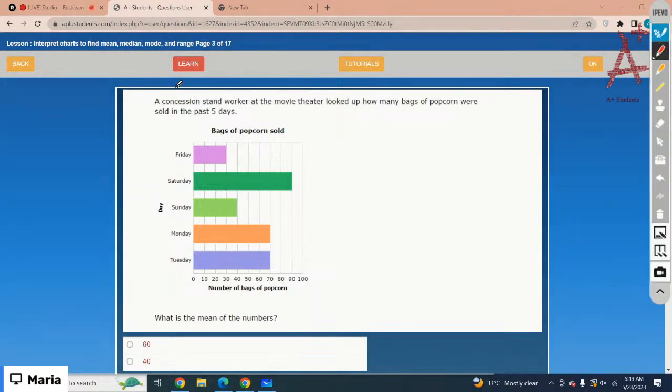Okay. So here you have 30, 90, 40, 70, and 70. So you have to calculate the mean of the data. So just add them up and divide them by 5. It would be 30 plus 90 plus 40 plus 70 plus 70. It would be 300, and when you divide it by 5, it would be 60. That means the mean of the data is 60.